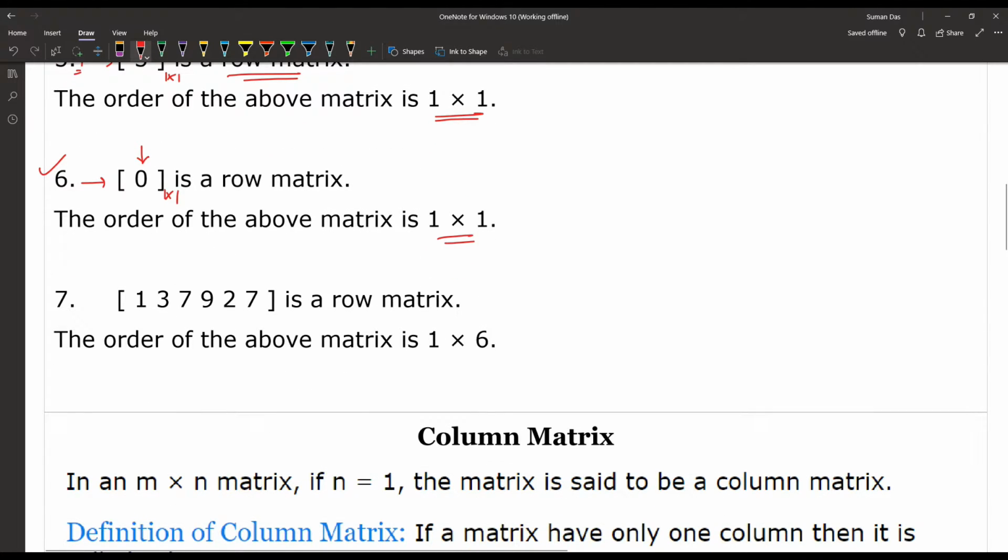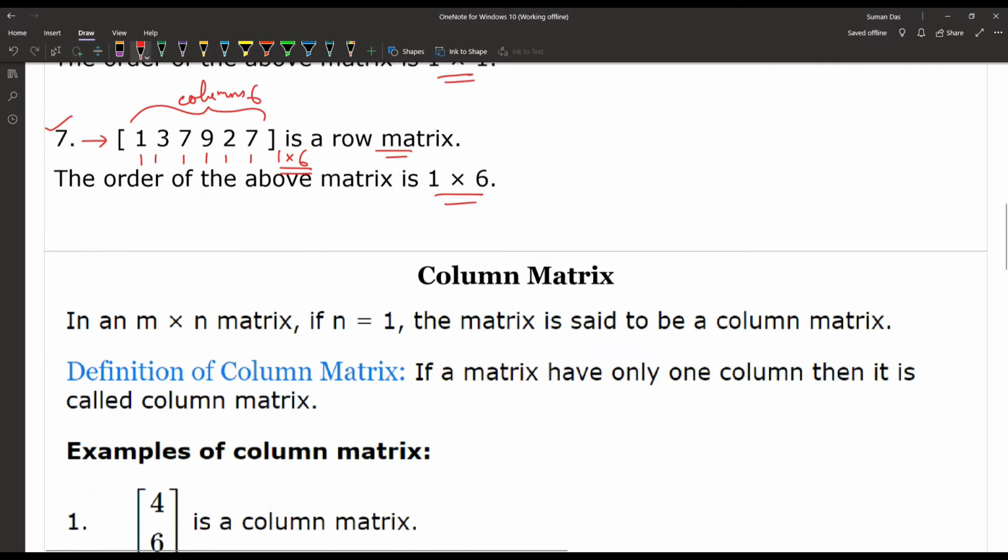In the seventh example, we have 1, 2, 3, 4, 5, 6. That means the number of columns here is 6, but the row is only 1. So that is the example of a 1 cross 6 order row matrix.